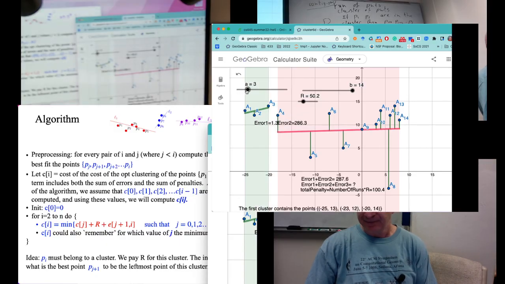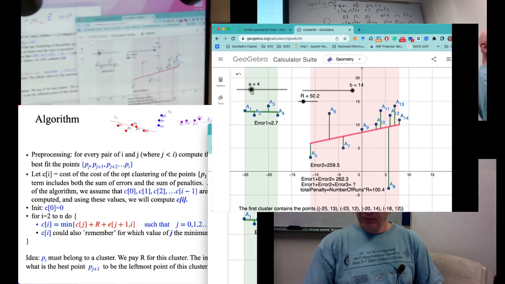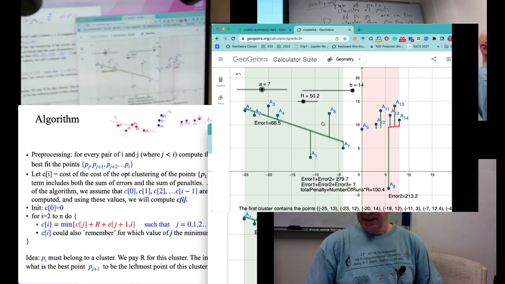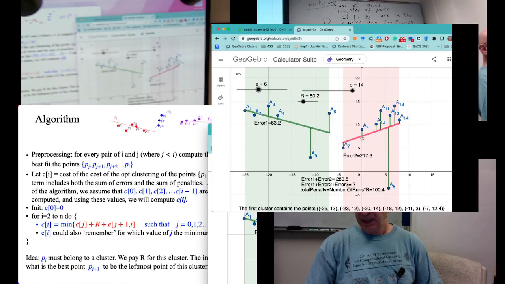J equals 3, J equals 4, J equals 5, J equals 6, and at each value, my algorithm will ask what is the total sum of errors for these guys, plus what is the optimal clustering of everything that happens before. However, I don't need, and that's the ingenuity of the dynamic programming, I don't need to solve the problem of the optimal clustering of the previous points recursively. That's how I avoid the exponential running time. The cost of this clustering is already computed.